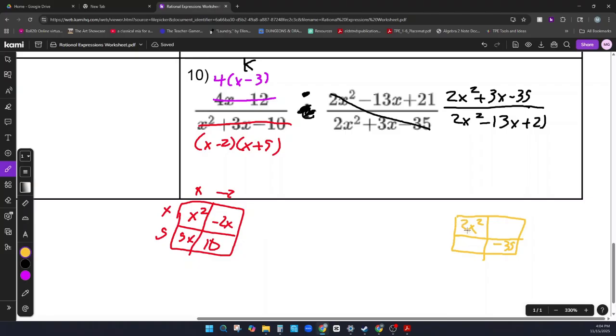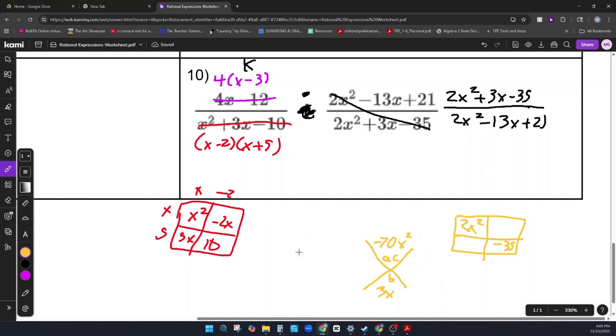Now, because I have a value a in front of my x squared, I need to make my generic diamond. What I need to put on top is my AC value. What I need to put on bottom is B. My AC is my first term and my last term, multiplied together. That's going to give me 35 times 2, which will give me 70 x squared, and going negative, that gives me negative 70. And my middle term is going to be my b value here. That's going to be 3x.